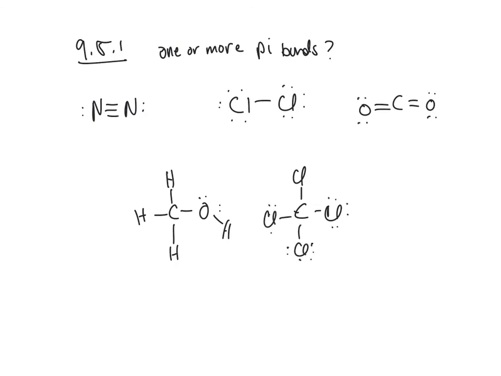Okay, so now when we're talking about geometries, we care about the central atom. This one doesn't have a central atom. This one doesn't either. This one does. This one does. And this one has 2 central atoms. But the question was 1 or more pi bonds. So all of these bonds here that I'm doing in red are called sigma bonds.